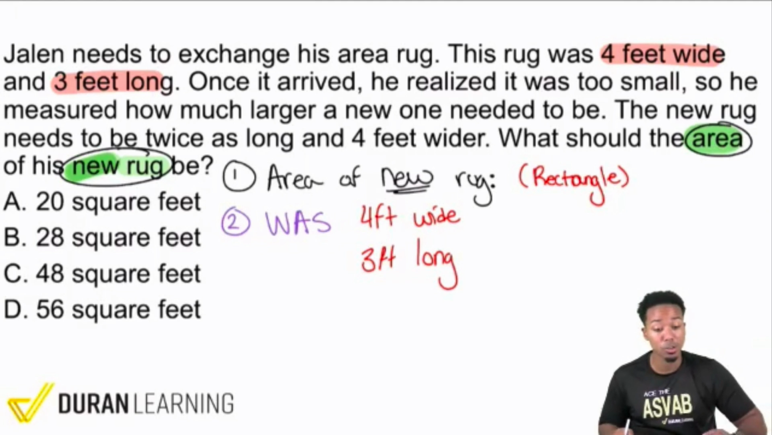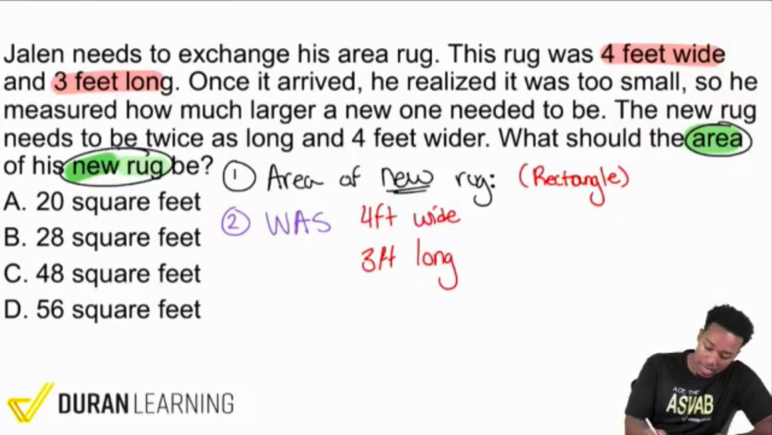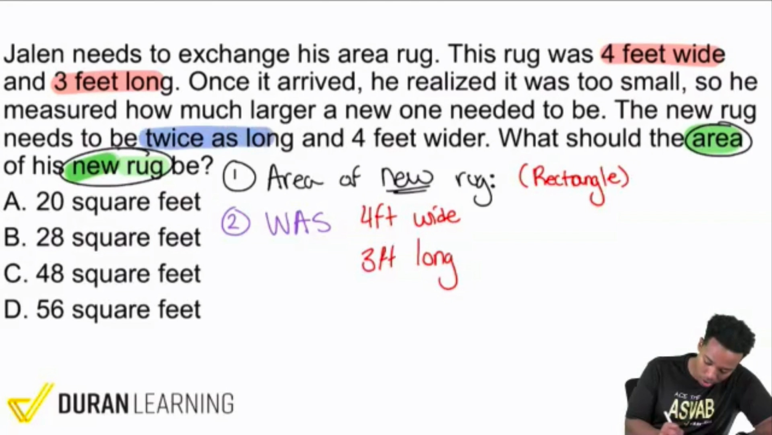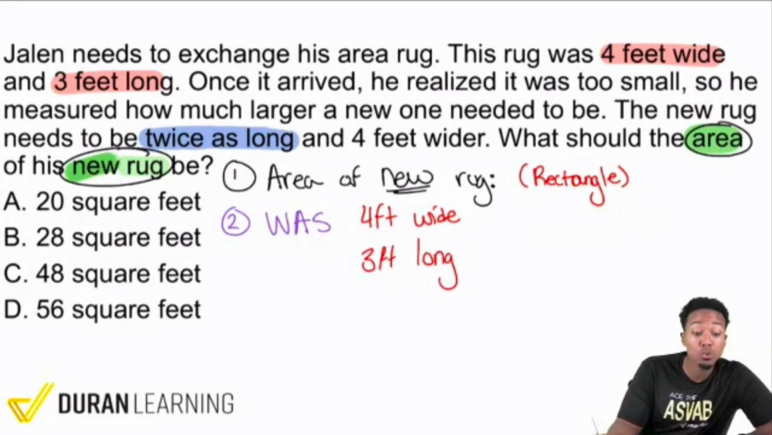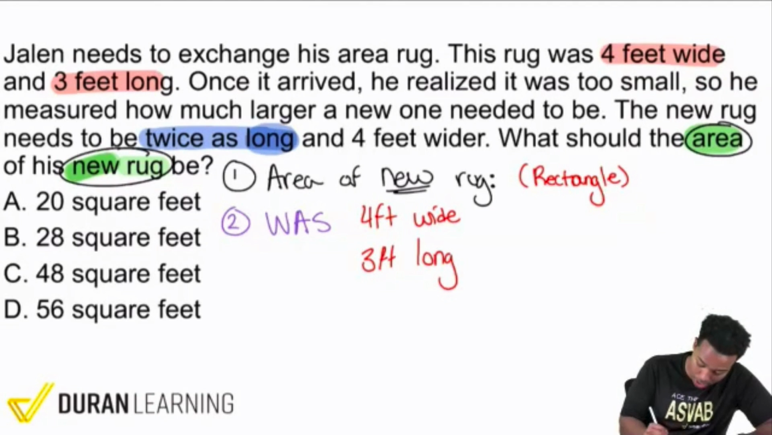Now, one of the ways that you may have been confused here is if you would have swapped out the modifications accidentally. Here's what I mean by that. It says here, once it arrived, he realized it was too small, so he measured how much larger a new one needed to be. The new rug needs to be twice as what, everybody? Twice as what? Help me out. Twice as what? Long or wide? Twice as long. So what are we multiplying by 2, everybody? The 3 or the 4? Which one are we multiplying by 2? The 3, exactly. Long right there, long right there.